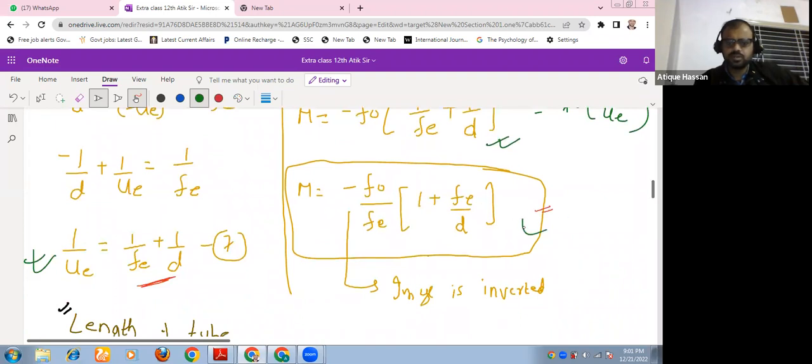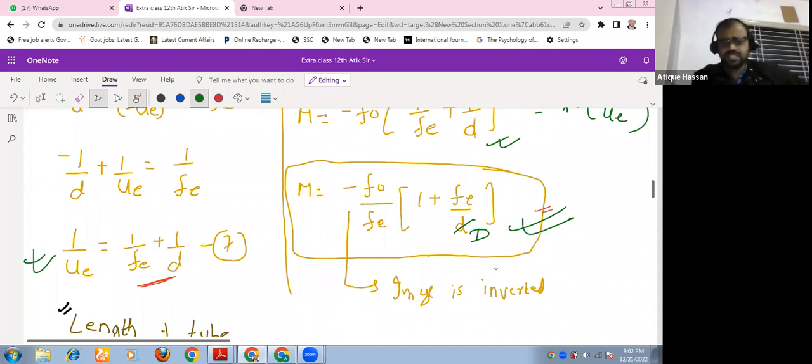That is how you get M is equal to minus f naught by fe, into 1 plus fe by D. It's better to remember it by capital D. Generally, in the books you will see it as capital D. And obviously we know that the final image formed is inverted, right? So that is why we are using the minus sign. It shows this final image is inverted.